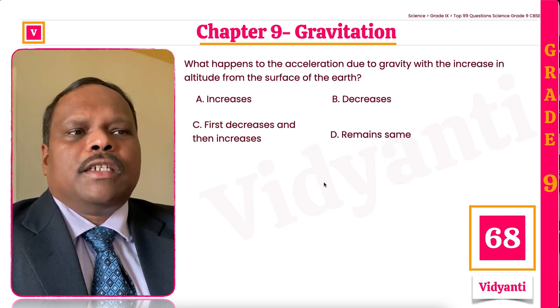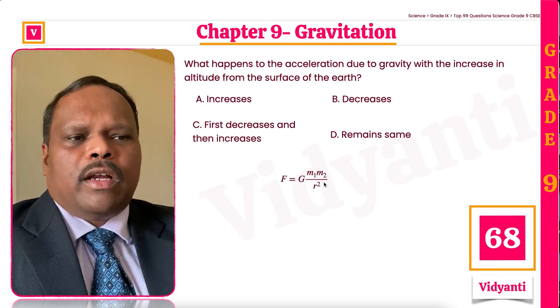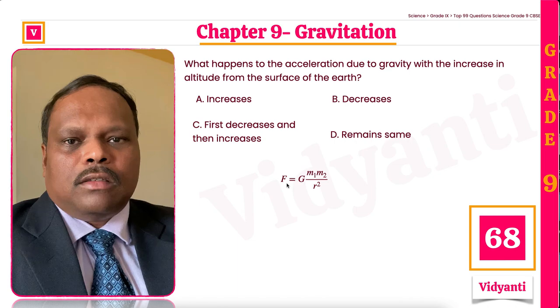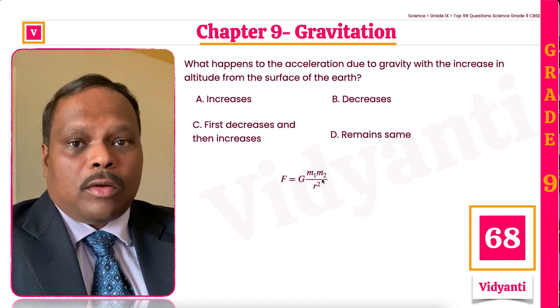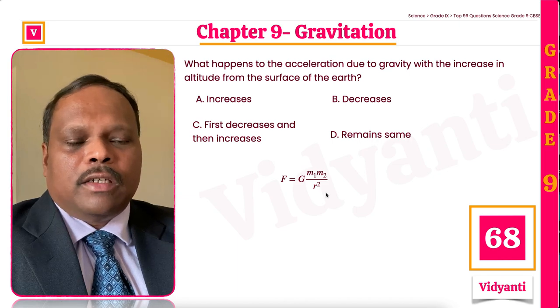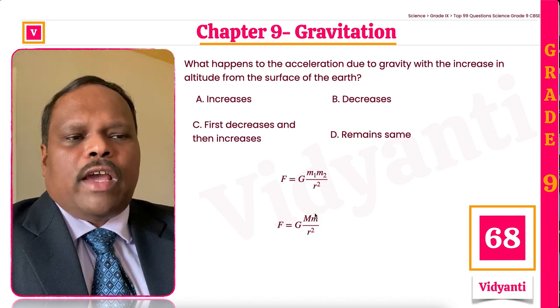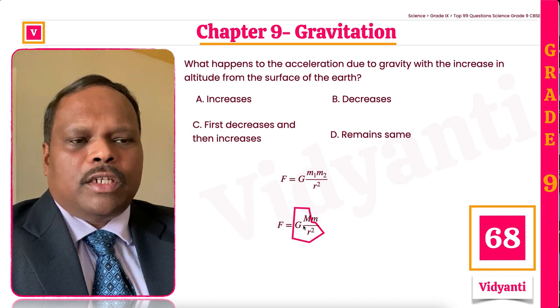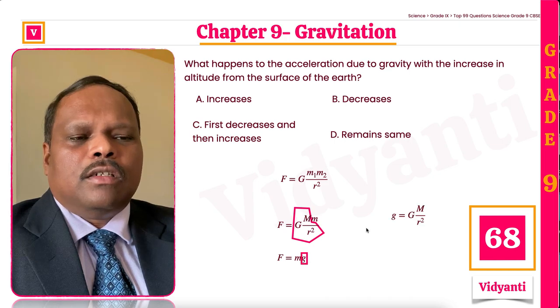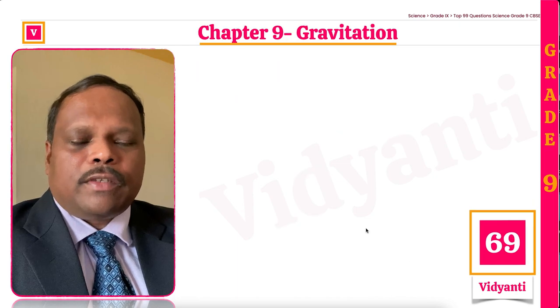What happens to the acceleration due to gravity with increase in the altitude? Remember again, this is the law of gravity. F is equal to universal constant G, m1, m2, which is the product of two masses divided by the square of the distance. When the altitude increases, the distance between the two bodies increases, and because it is inversely proportional to the square of the distance, the value of g, which is the combination of these, will be reducing, because as R increases, g drastically reduces.